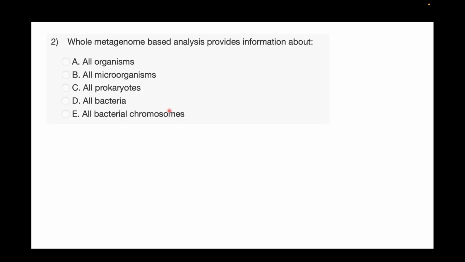Whole metagenome based analysis provides information about. The correct answer is option A, all organisms. Because it's a whole metagenome analysis. I think Ashwini got a bit confused again, but no issues. When you are doing a whole metagenome based analysis, it is not just microorganisms, but any organism present in the sample. It is not specified whether it is a water sample or a soil sample, and there can be organisms other than microbes like bacteria or protozoans. If there are any multicellular organisms as well, they will also be identified in a whole metagenome based analysis.